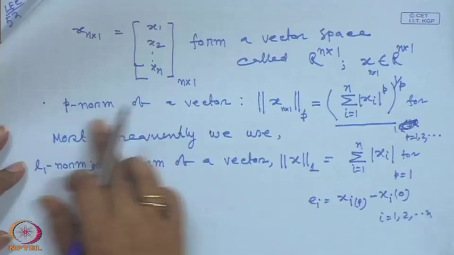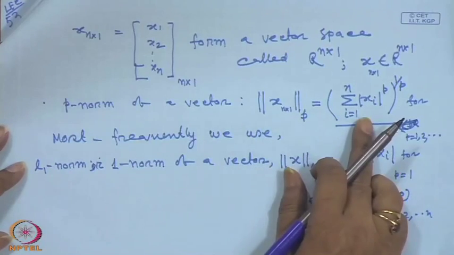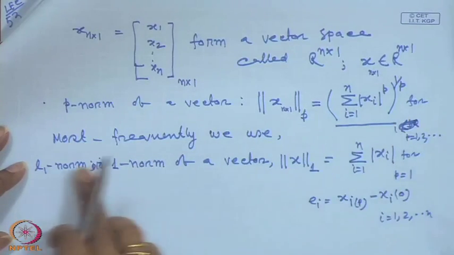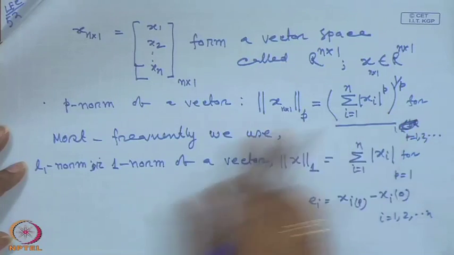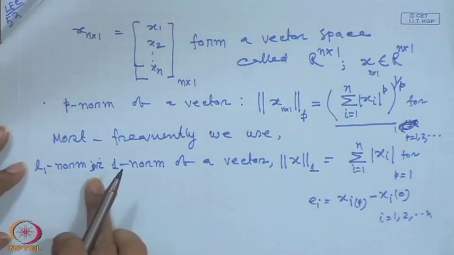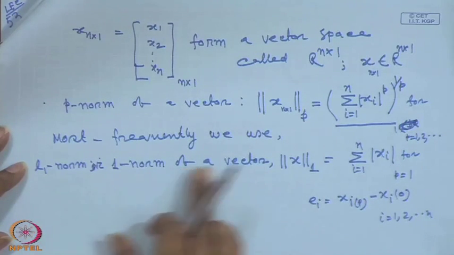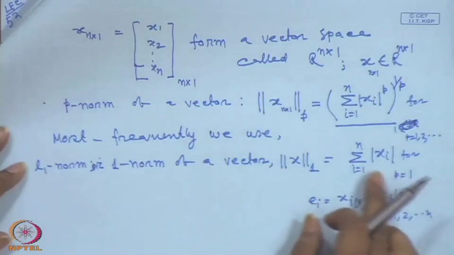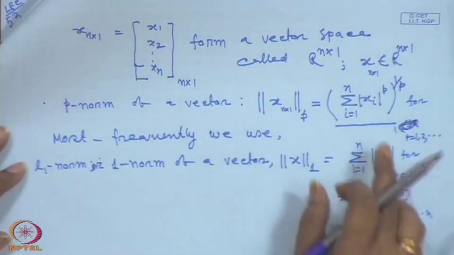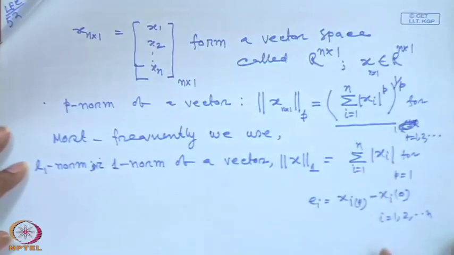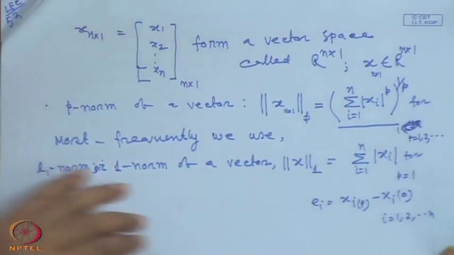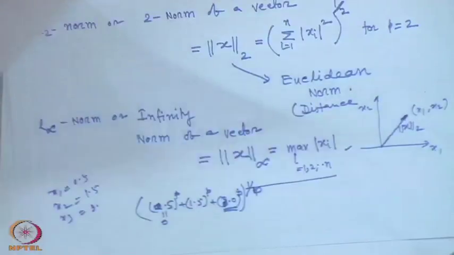So last class we discussed the vector and matrix norm of a constant matrix or constant vector. The most general P norm is defined this way. When P is equal to 1, we call it the L1 norm or 1 norm. This is nothing but the sum of the absolute values of all the elements of the vector.